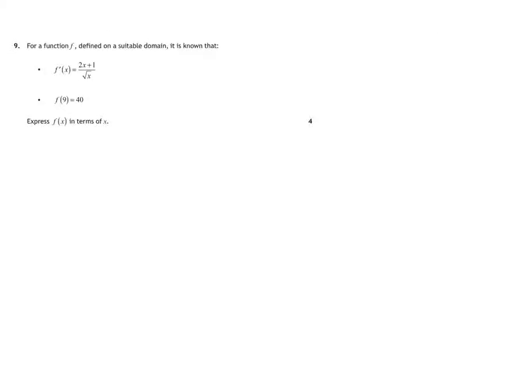Right, so we have question 9. So we've got f dash of x equals 2x plus 1 divided by the square root of x, and we also get told f of 9 equals 40, and we need to find f of x, right? So to find f of x, we need to integrate, because we've got the differentiated version, so we need to integrate to get it back to where we started. So before we can integrate, though, we have to get it into integrable form.